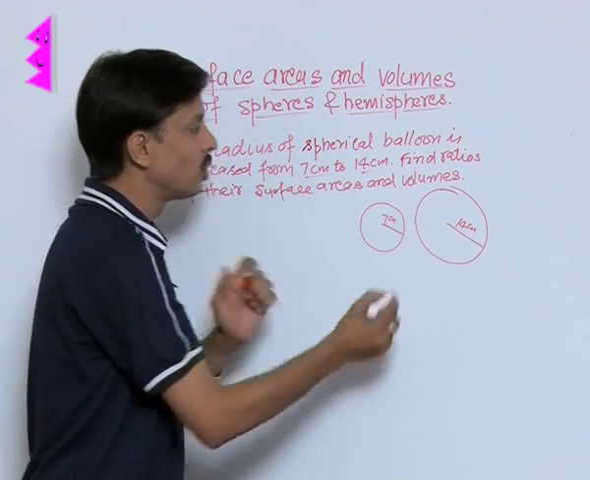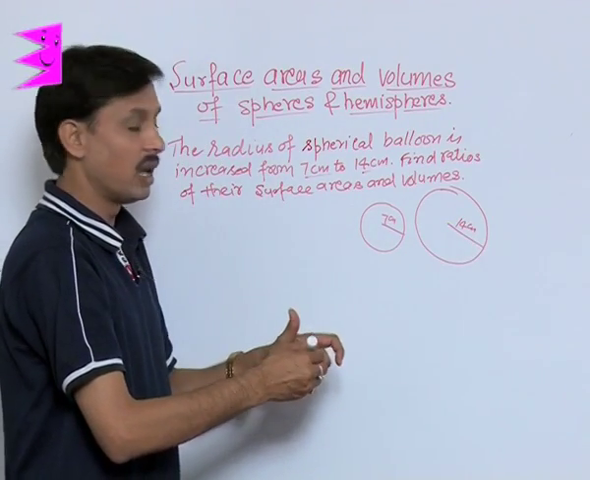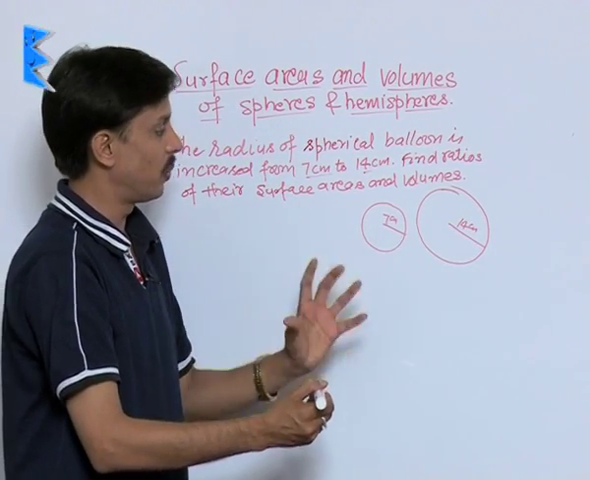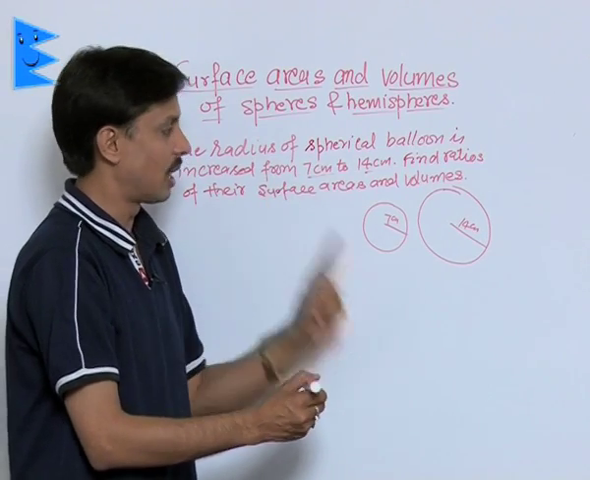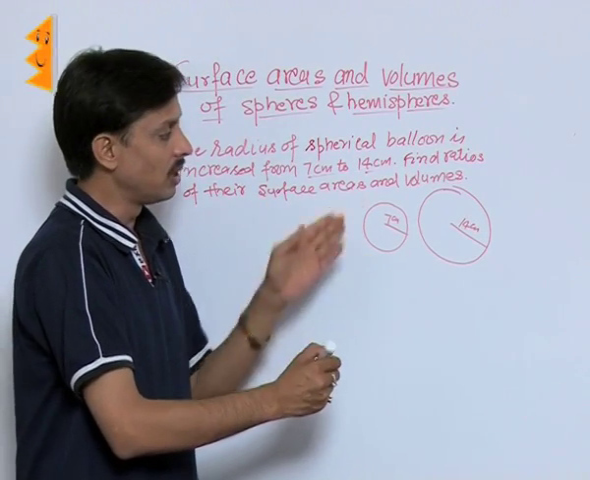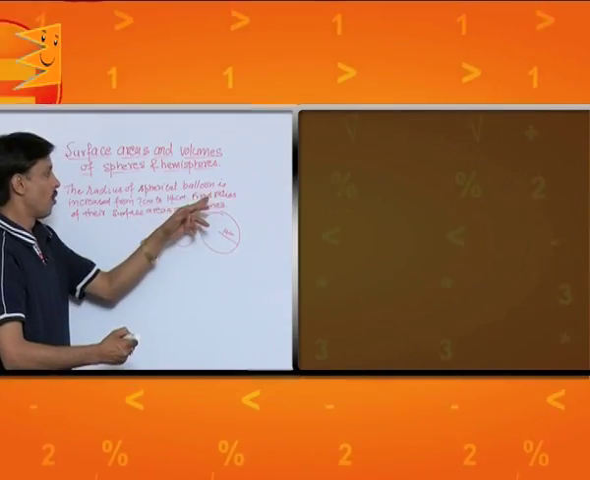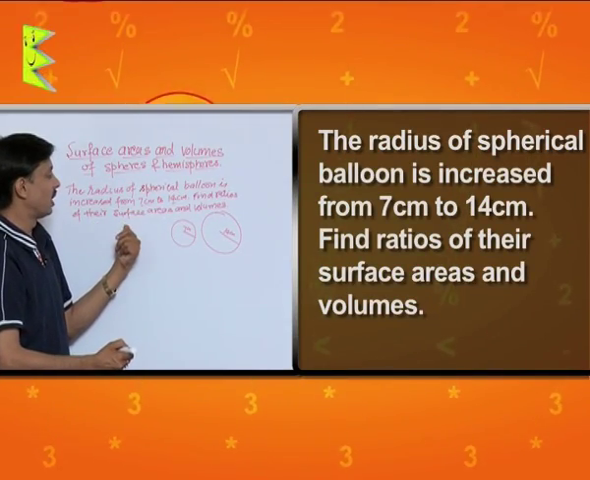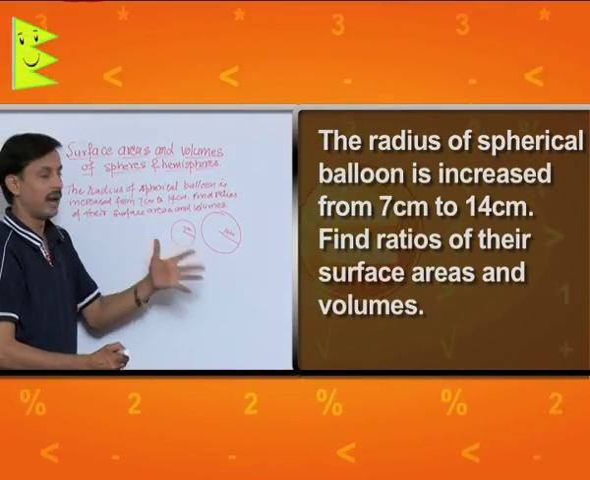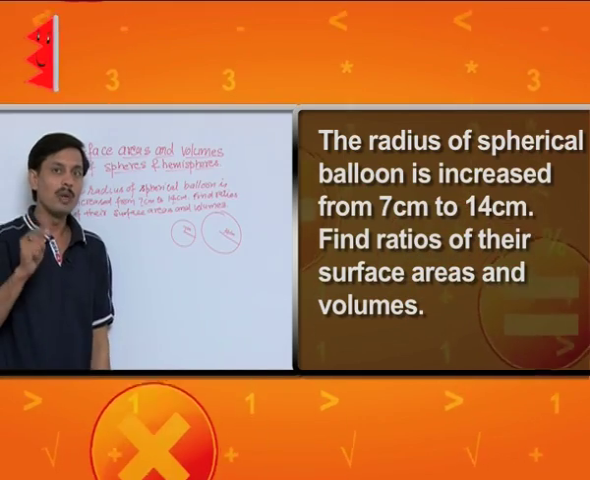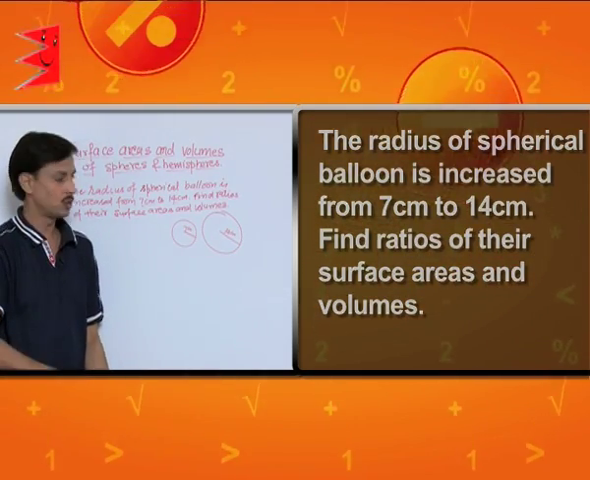So there are two situations. When air is pumped in a spherical balloon of radius 7 centimeter, the radius becomes 14 centimeter. Find the ratios of their surface areas and volumes. How will we find their ratios?